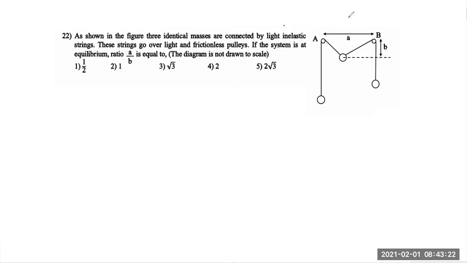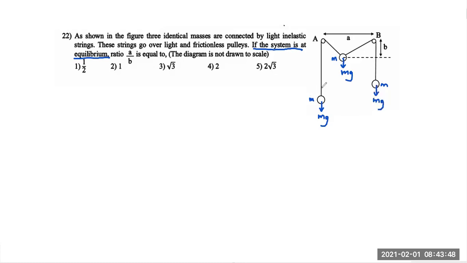Fine. Now this is a good question where you have to analyze it carefully. Three identical masses. So let's mark the masses as M. This is also M. This is also M. So all of them will have M, and the system is at equilibrium. That is a very important statement. So you have to mark the forces. Mg, this is also Mg, and this is also Mg.